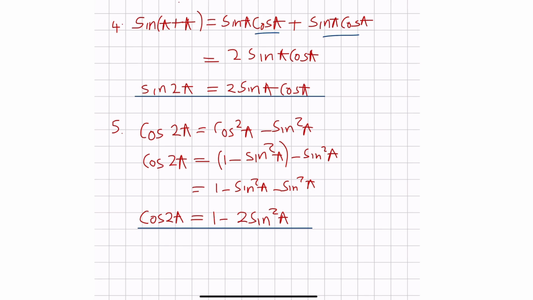But remember previously, we decided to substitute sine squared A. This time around, we can also choose to substitute cos squared A. So cos squared A is similar to 1 minus sine squared of A. So it means that cos 2A is equal to 1 minus sine squared A minus sine squared A. Ultimately, we're going to get cos 2A is equal to 1 minus 2 sine squared of A. So this is also another standard identity that we have.